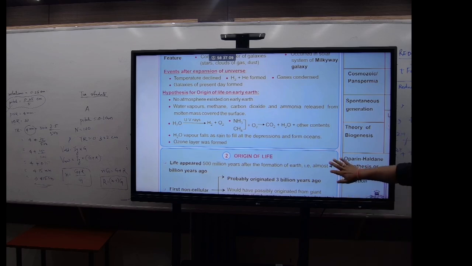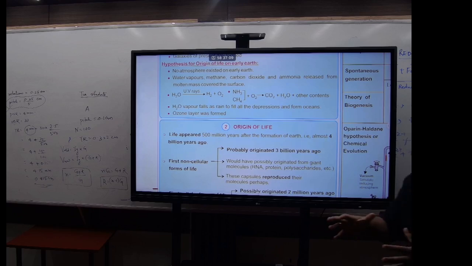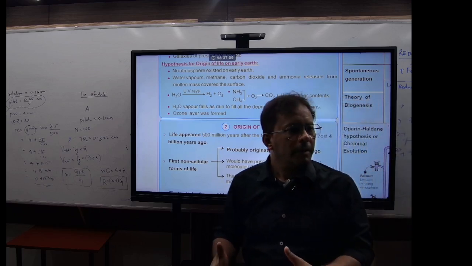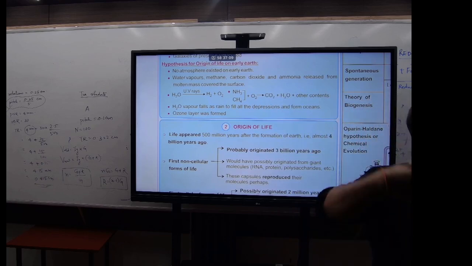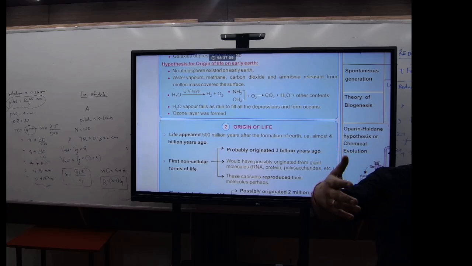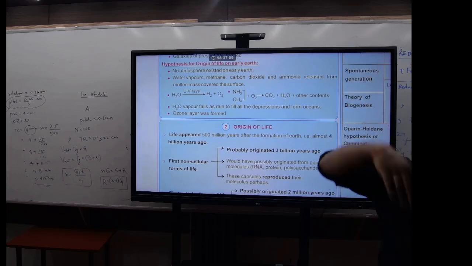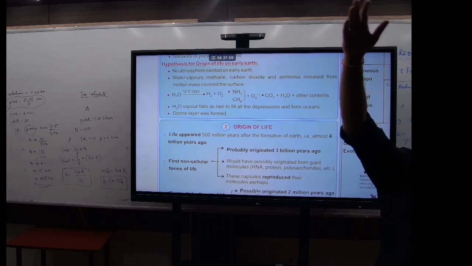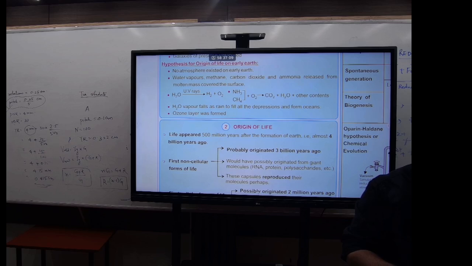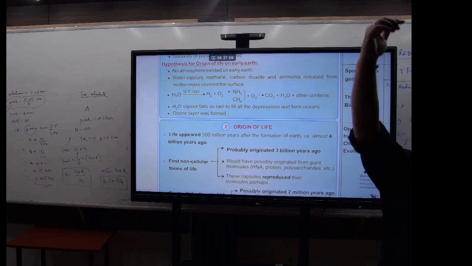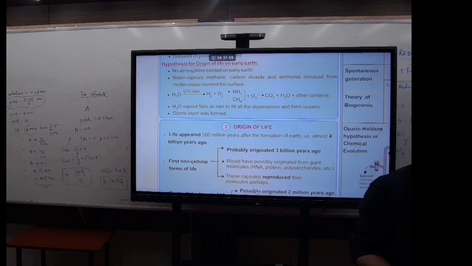Next, the earth was very hot. The water never existed in the liquid form. It was always in the gaseous state, continuously evaporated, right? And when it evaporated, condensed, fell as rain. Again evaporated, condensed, fell as rain. So this happened for millions of years.